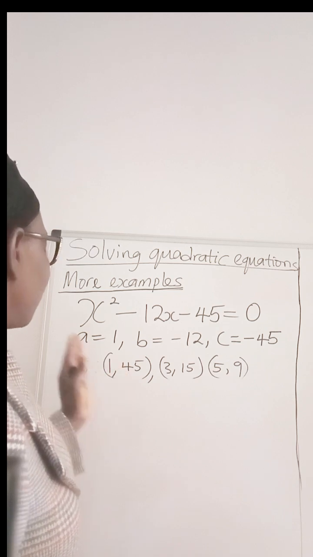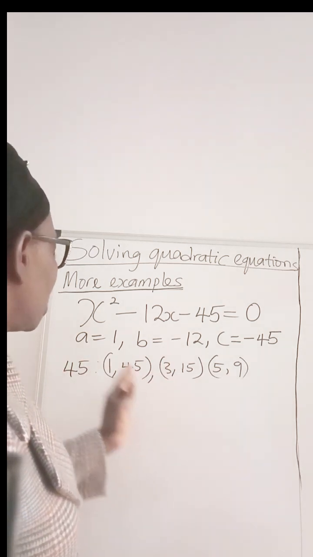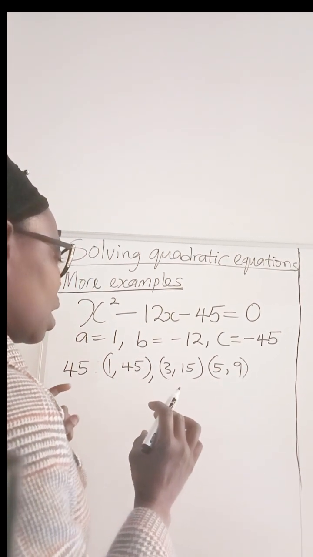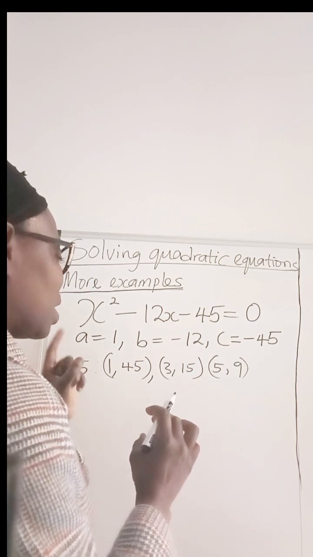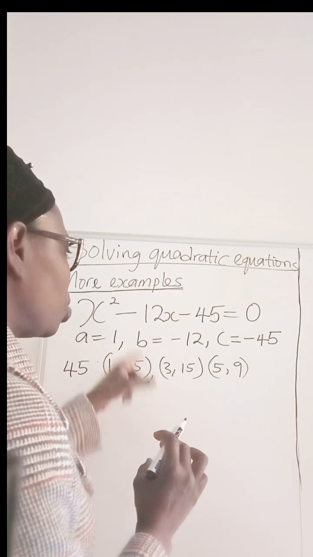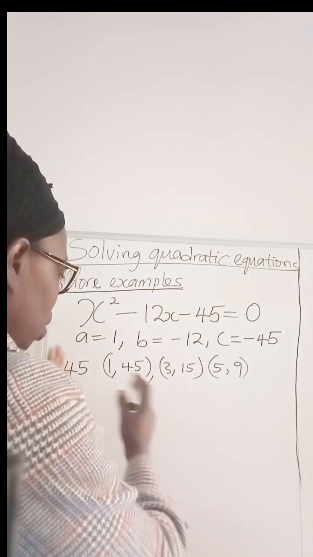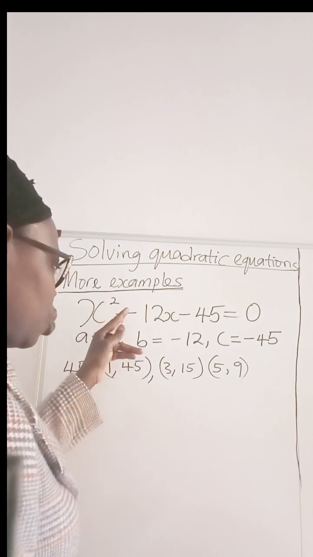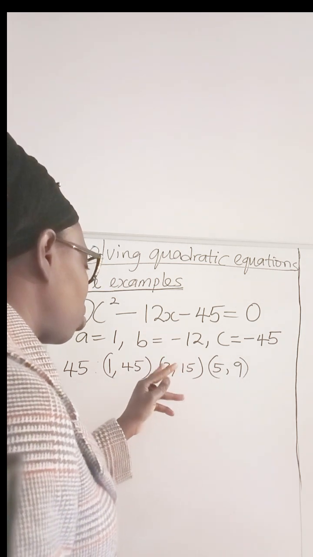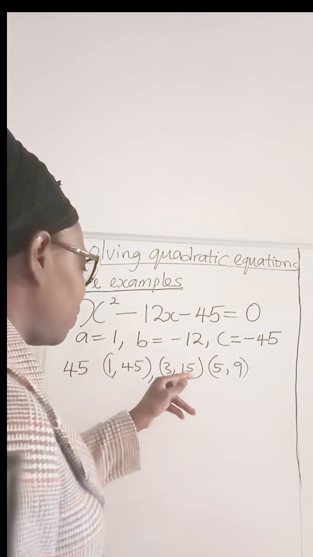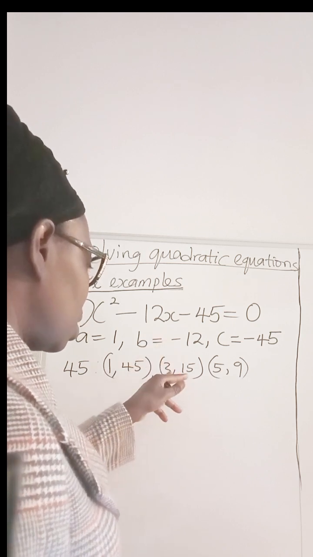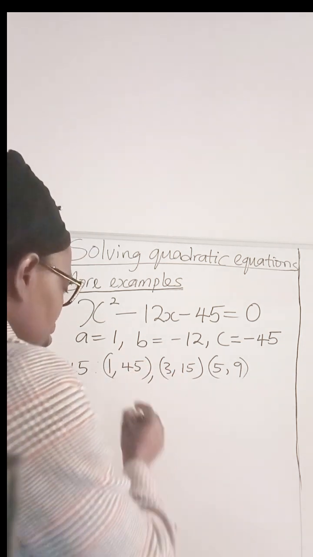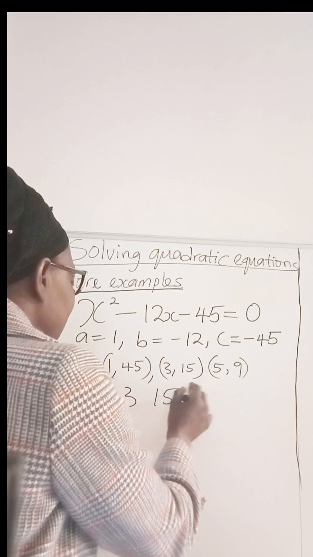1 by 45 will give us 45. 3 multiplied by 15 will give us 45. 5 multiplied by 9 will give us 45. But we want to pick any set whose addition or subtraction will give us minus 12. The addition or the subtraction of 1 and 45 will not give 12. The addition or the subtraction of 3 and 15 will give 12, because 15 minus 3 gives 12. So the appropriate set of factors for this particular question is 3 and 15.